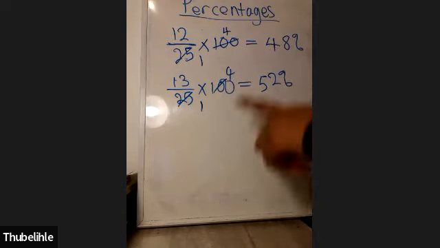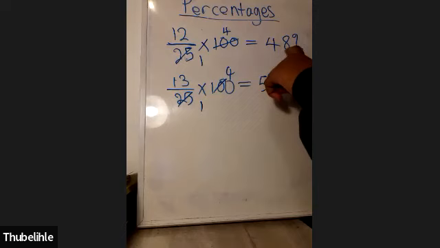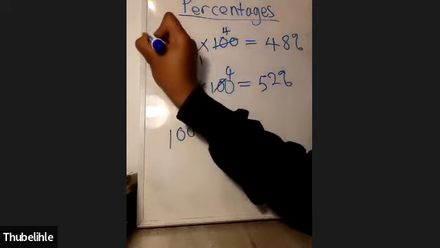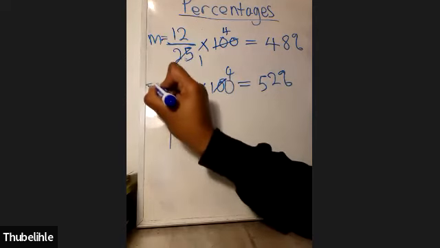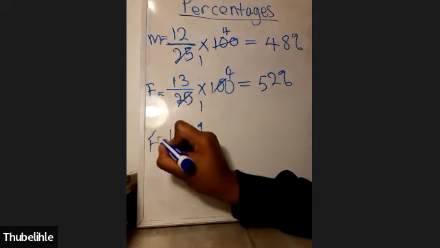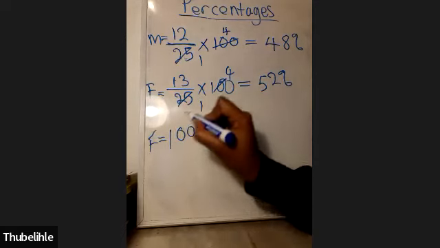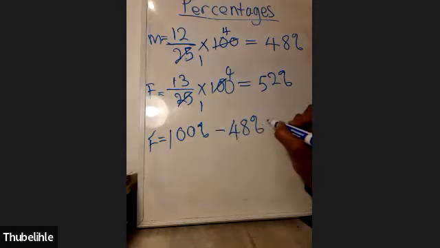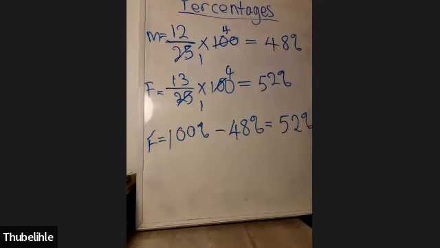Or you can say we have 48%, so the remainder is going to be 100. So this is for males, and this is the females. So the females could also be the same as saying 100%, which is everybody, minus 48%, which is just the males, so that we can find the remainder, which is 52%. Okay, so you can choose between this method or that method, which still yields the same answer. All right.